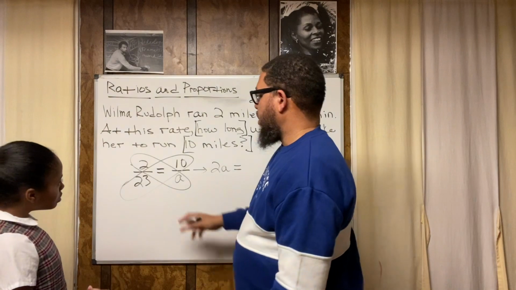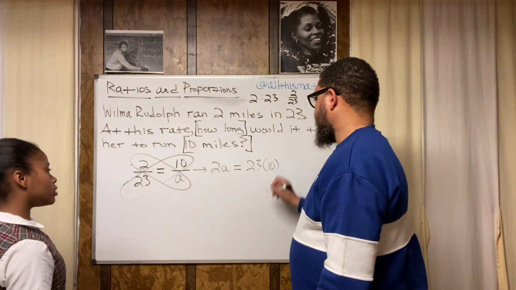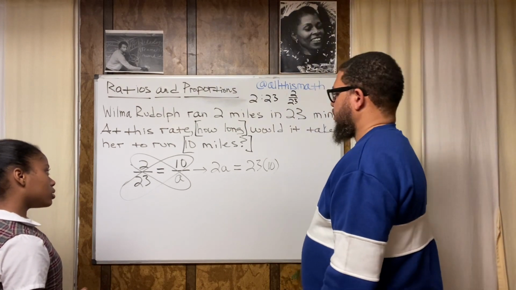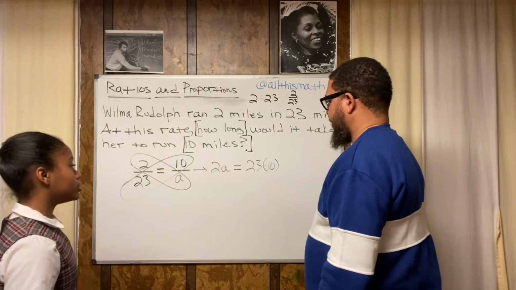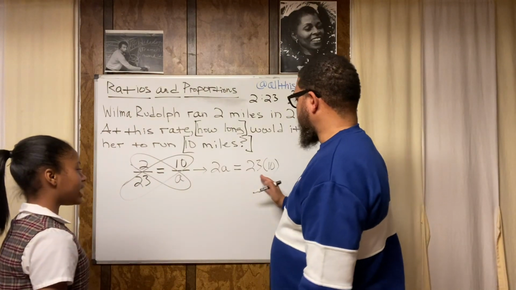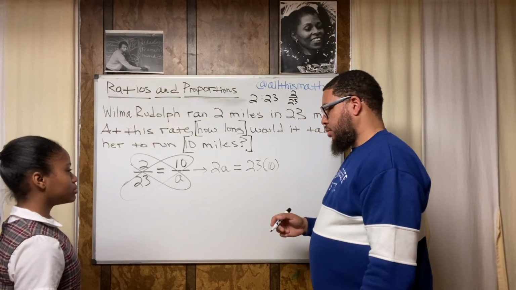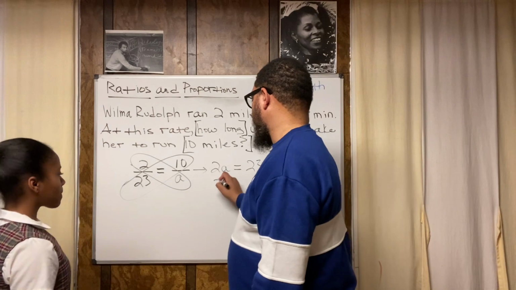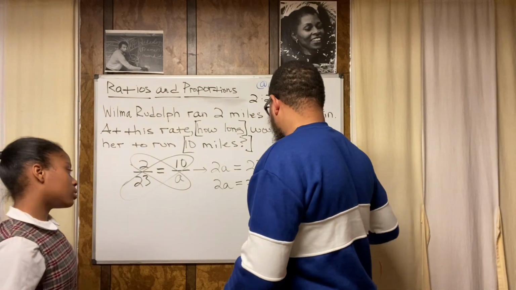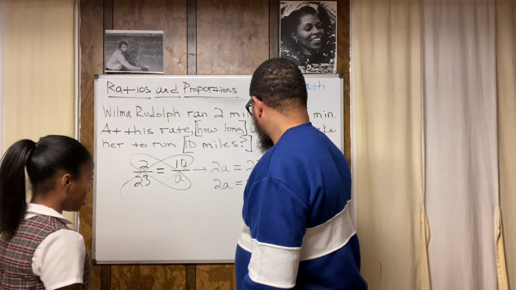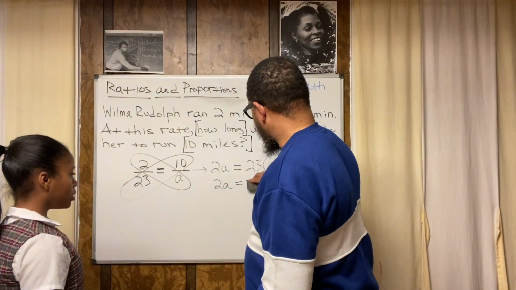Not yet. Now, 23 times 10 goes on the other side of the equal sign. What does this equal? 23 times 10 is 230, because 23 times 1 is 23, and then you attach the 0. So we got 2A is equal to 230. Looks like a 3, but it's not. I promise you. 230, right?